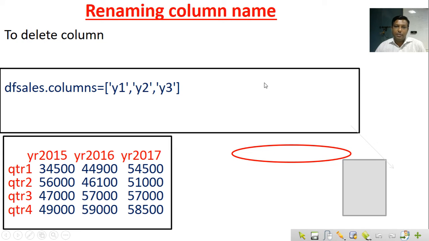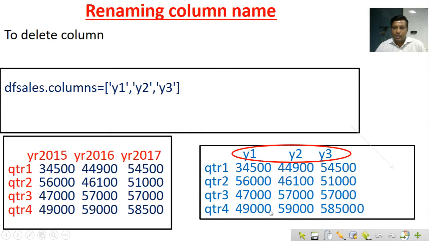Renaming column names, simply we write the data frame name df cells dot columns equal to y1, y2, y3, which means the column year 2015 will become y1, year 2016 becomes y2, year 2017 becomes y3. Look here, this is the answer if we write df cells dot columns equal like that.